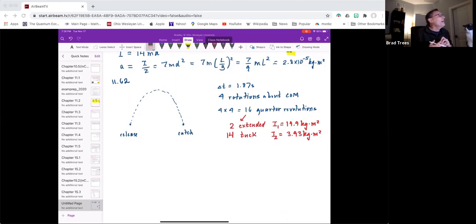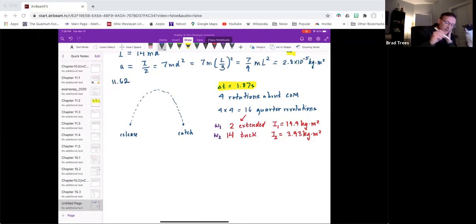All right, and he's got an angular speed omega 1 when he's in the extended orientation. And it's going to be a higher angular speed omega 2 when he's in the tuck orientation. I can see that. And what I need is to complete these 16 quarter revolutions in a total time of 1.87 seconds, because that's when he's going to be caught. And he has to have just completed them by that point.